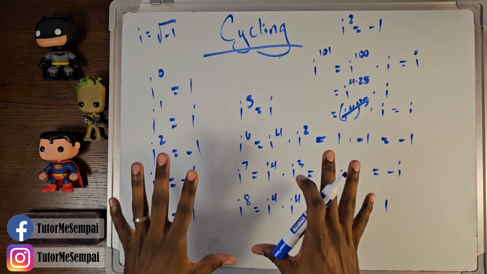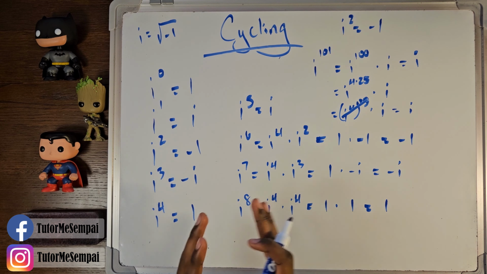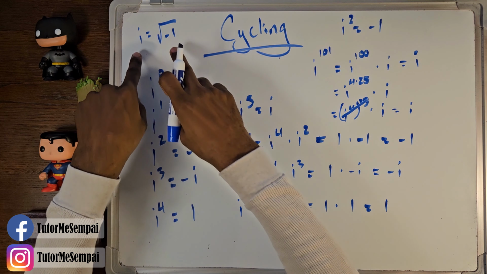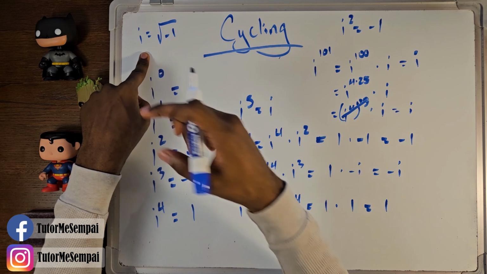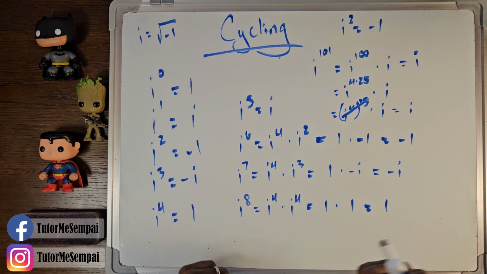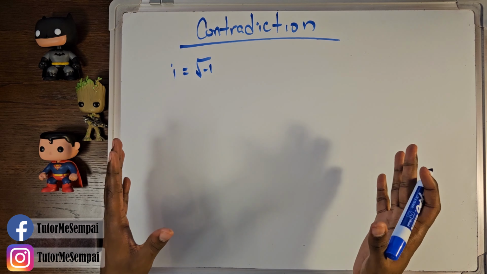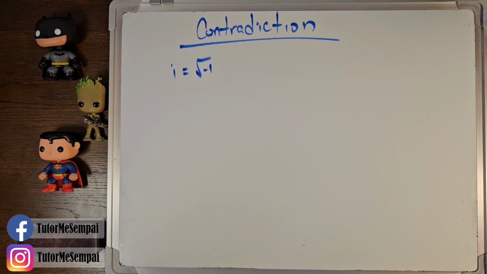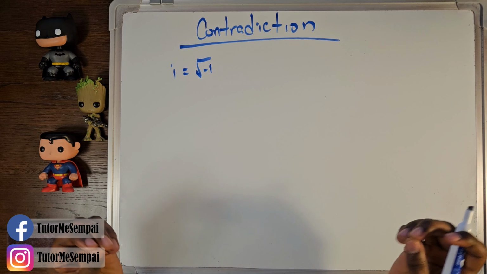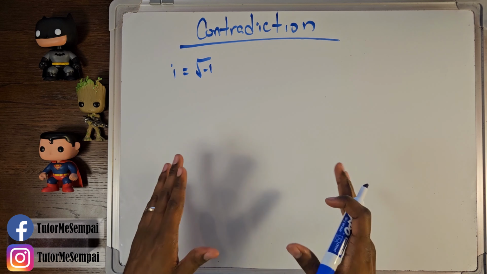But now that we talked about this cycling property, let's move on to that seemingly contradictory element of this definition here. i equals the square root of negative 1. Now I say this is seemingly contradictory once again because if you do what I'm about to do, at first glance, it looks like you have a contradiction. So follow along and see if you can figure out what's wrong with what I'm about to show you.